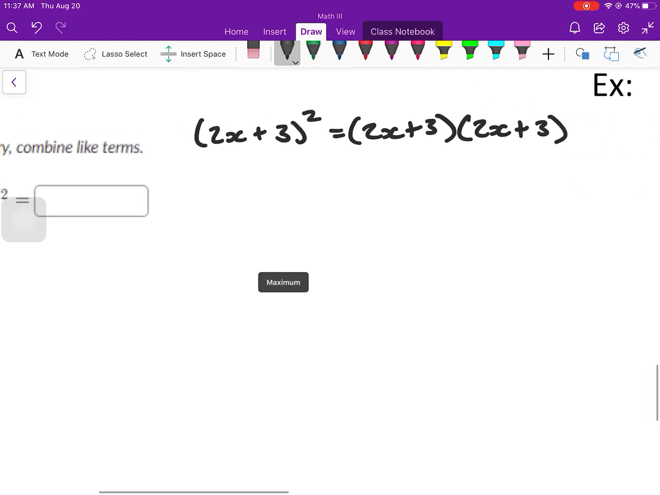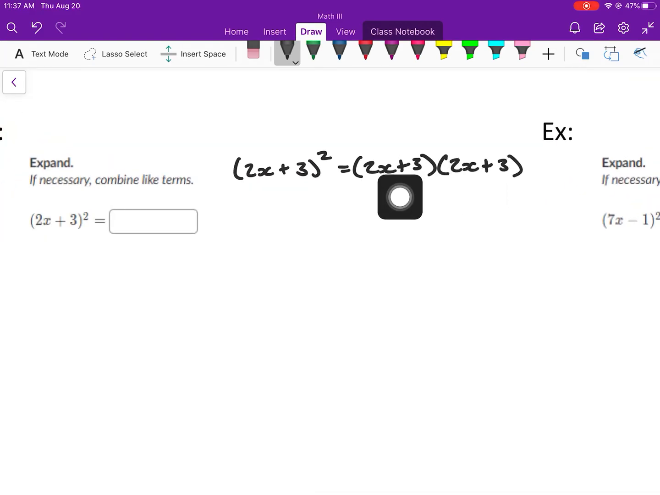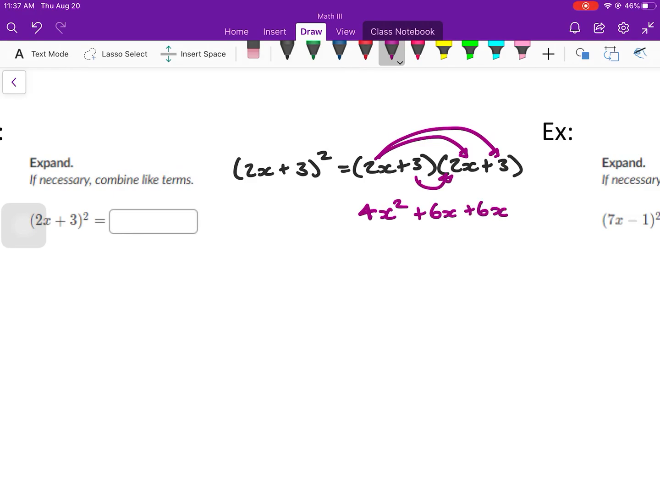That's what that means. Which, guess what? Look, that's the same thing. It's two binomials that are the same being multiplied together. So we'll have 2x times 2x is 2 times 2 is 4, x squared. 2x times 3 is 6x, then 6x again, and then plus 9. 3 times 3 is 9. Once again, we see that these are the same, so it just doubles that. So 6 plus 6 is 12.